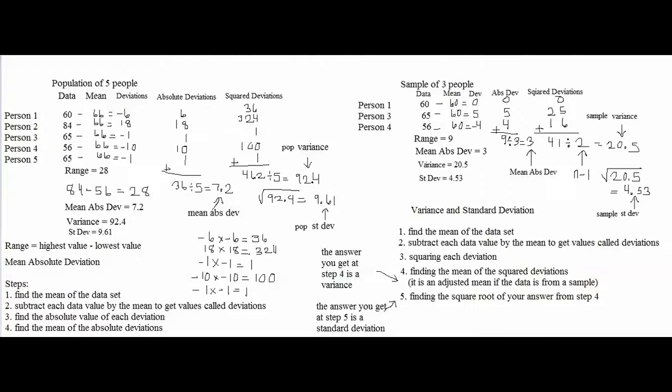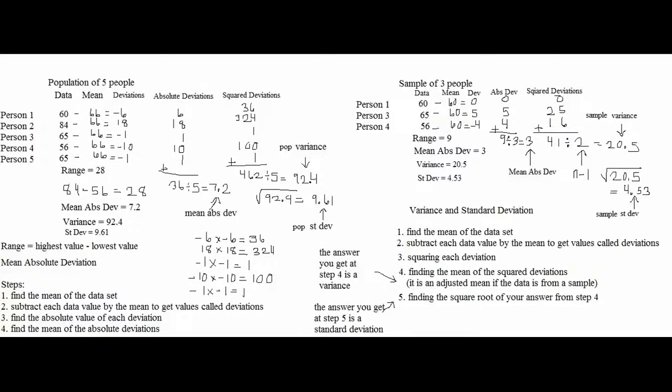The advantage of the mean absolute deviation and the standard deviation is that they give you an idea of how far the data values are from the mean. Let's talk about what I mean by that. Each of the absolute deviations is just the distance between a certain data value and the mean. This row has an absolute deviation of 6, and what this absolute deviation of 6 is showing is that this person's data value of 60 is 6 away from the mean of 66.